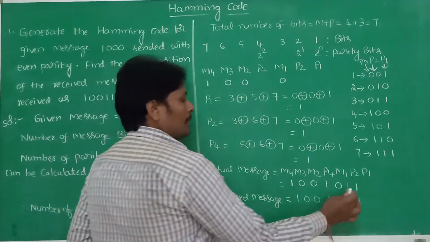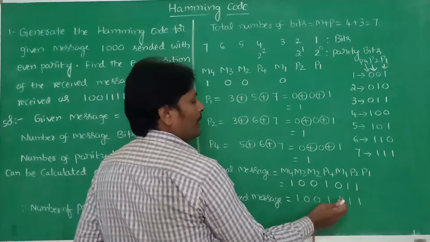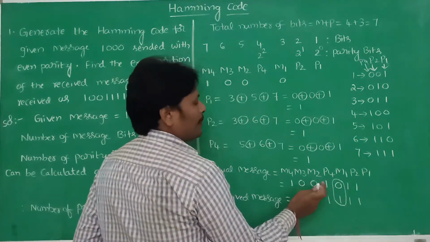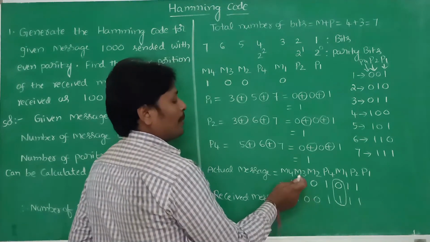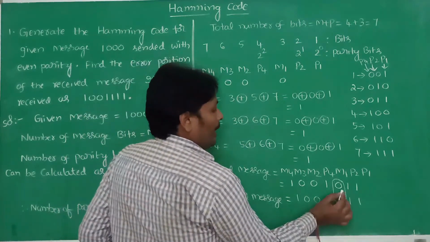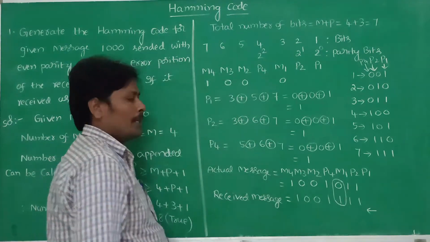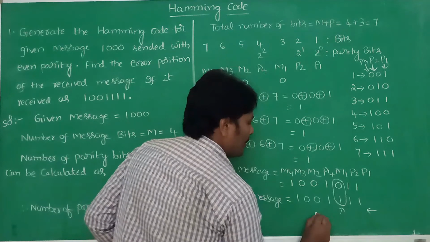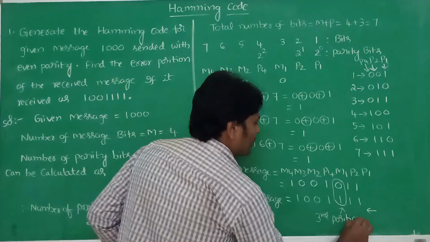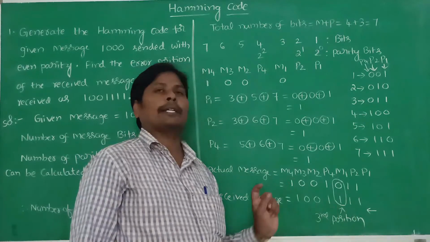Now this bit and this bit both are same. This bit and this bit both are same. And this bit and this bit both are different. The remaining bits are the same. So at the third position, counting from the LSB to MSB, we are getting the error. First position, second position, third position.